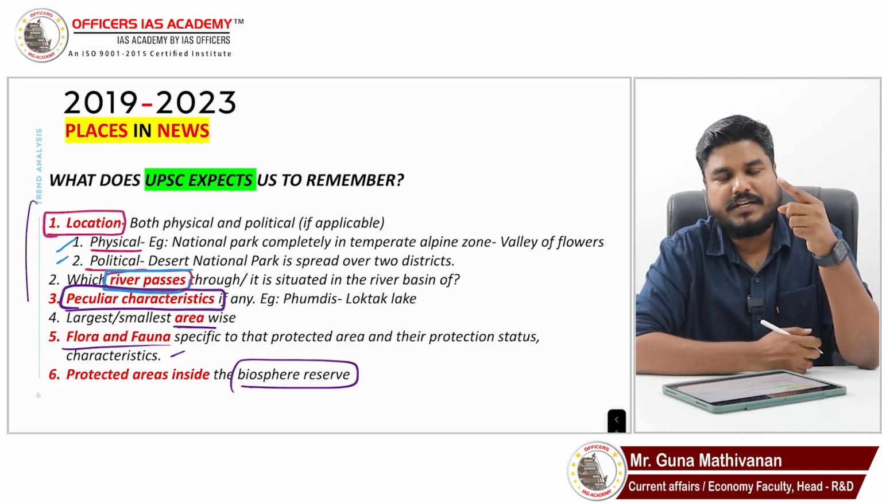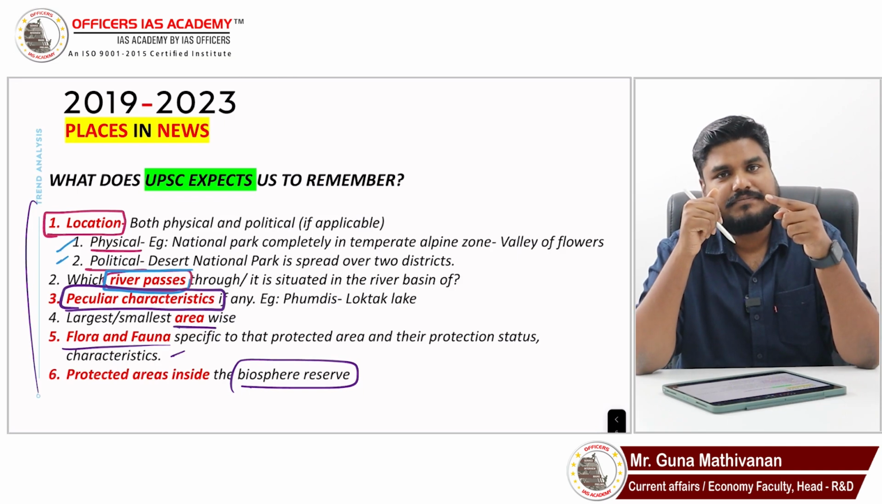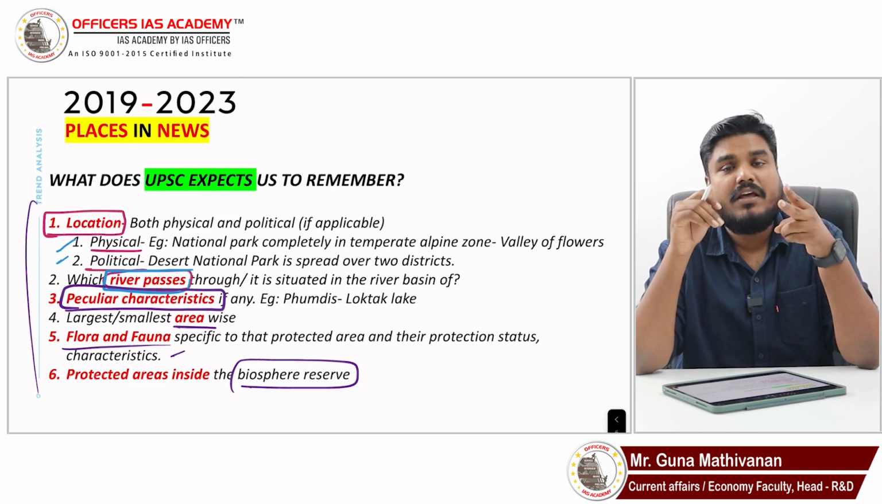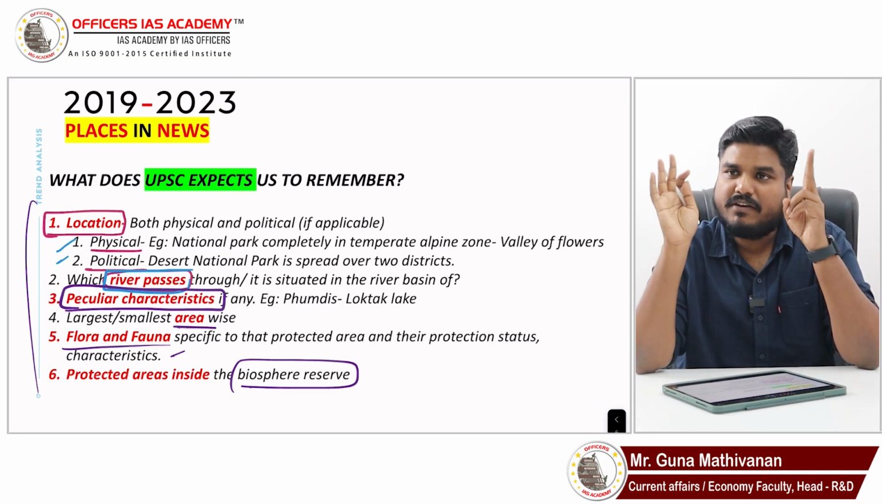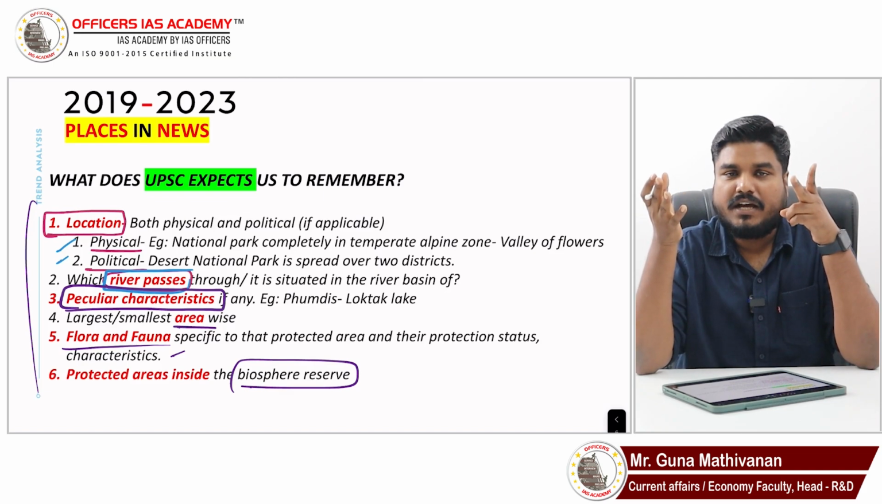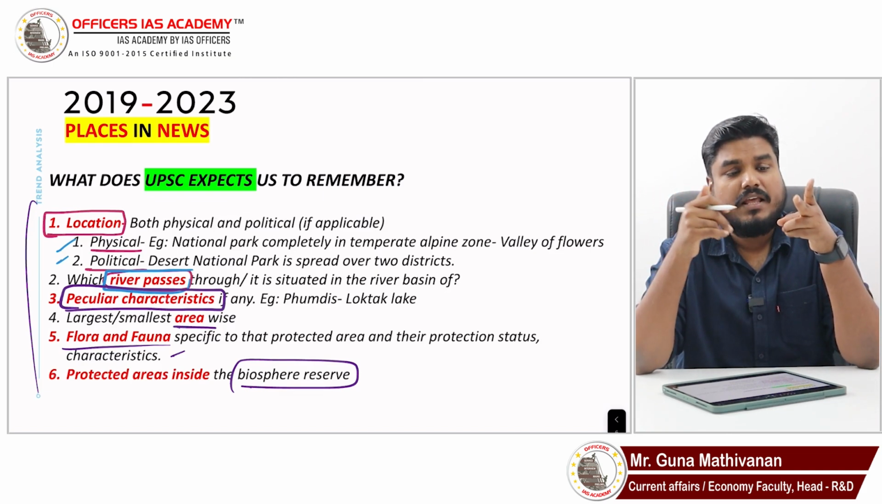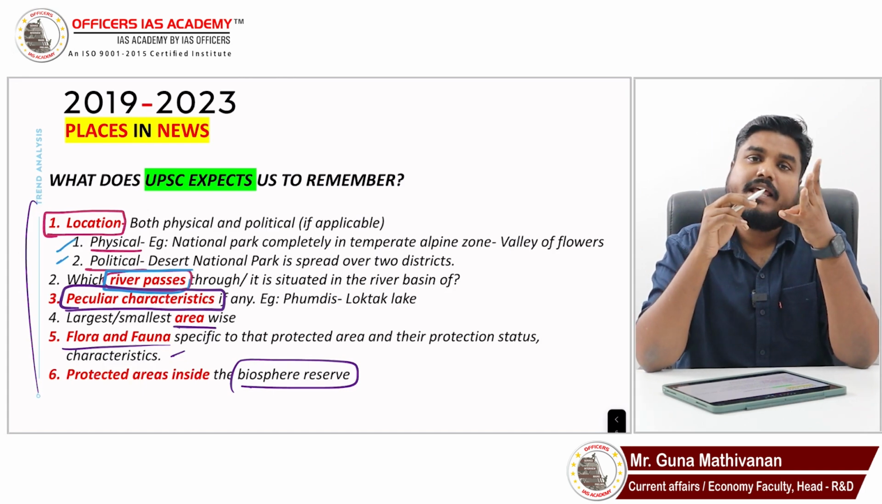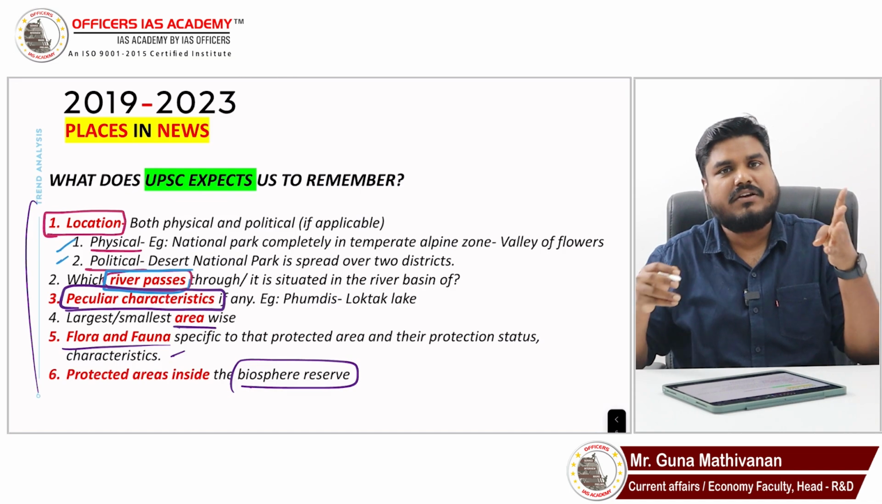Location is one item. In location, note down both political and physical. Second thing, if any river passes through, that is important, right? Or you read a national park, just go and find out what river passes through. Is there any river passing through? Is this a part of any river basin? Then any peculiar characteristics, that is important. Then area wise you should know whether it is largest or smallest.